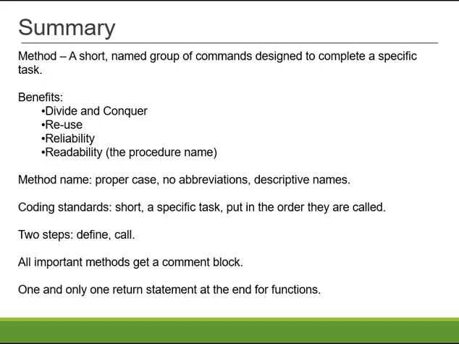To summarize, methods are a named group of commands designed to complete a specific task. They should be short and only one page. Methods can be reused. They make your code more reliable since you only have one area to maintain. They also make your code easier to read. Be sure to place the methods in the order in which they are called in your program.